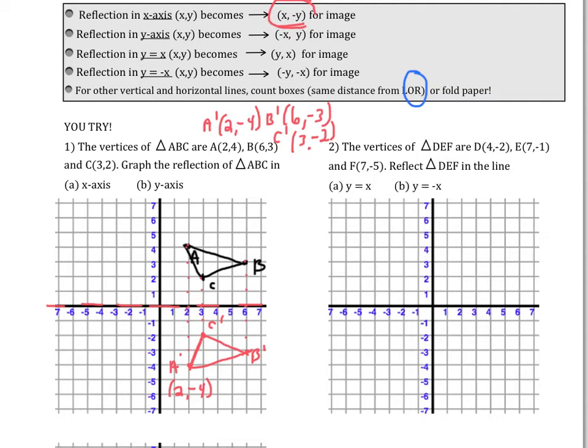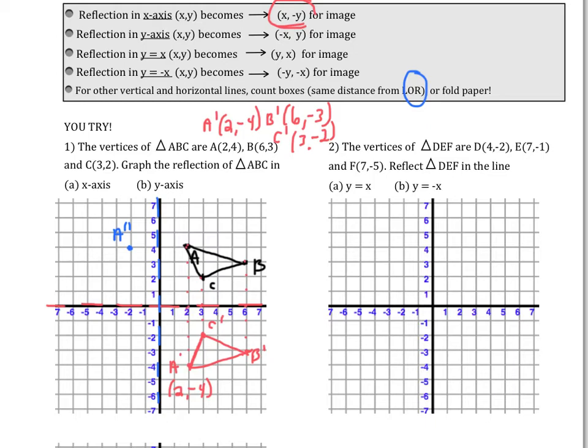Okay, the last part of this question, we're also asked to take triangle ABC and reflect it in the y-axis. So just highlighting the y-axis in blue. And I'm going to stick with the counting method. So point A reflected in the y-axis would be over here. And I'm going to call it A double prime because we already used A prime.